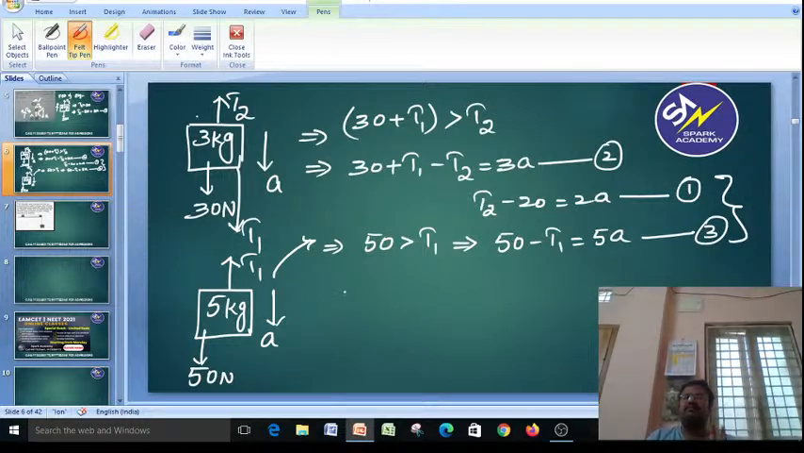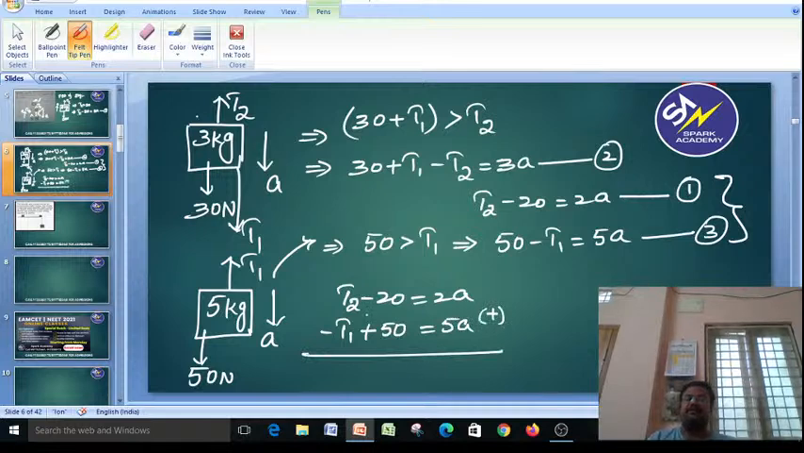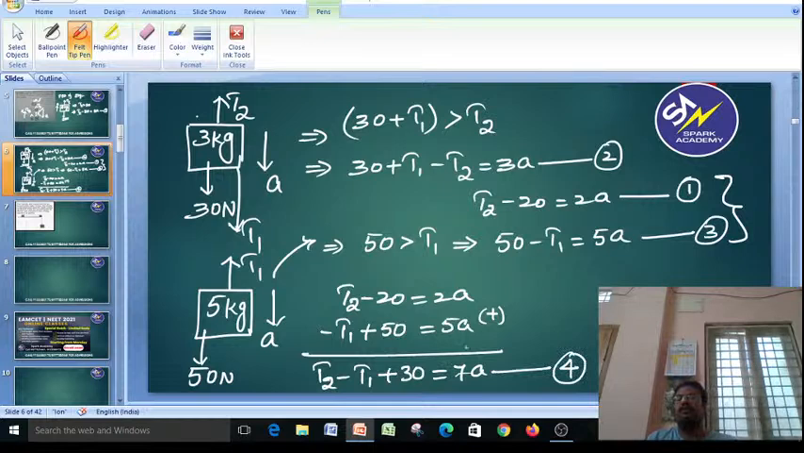Now let us solve equations 1 and 3. Solving means we have to add those 2 equations. T2 minus 20 is equal to 2A, and the other one is 50 minus T1 is equal to 5A. When you add these 2 equations, you get T2 minus T1 plus 30 is equal to 7A. This is equation 4, what I got by solving equations 1 and 3.